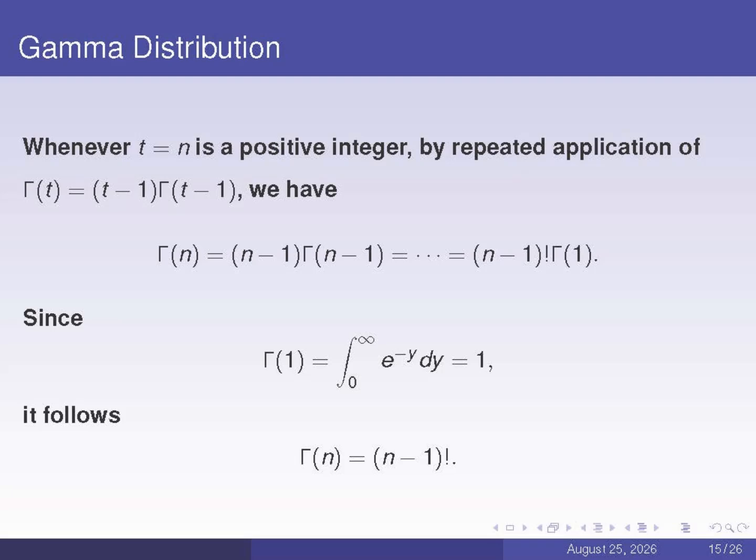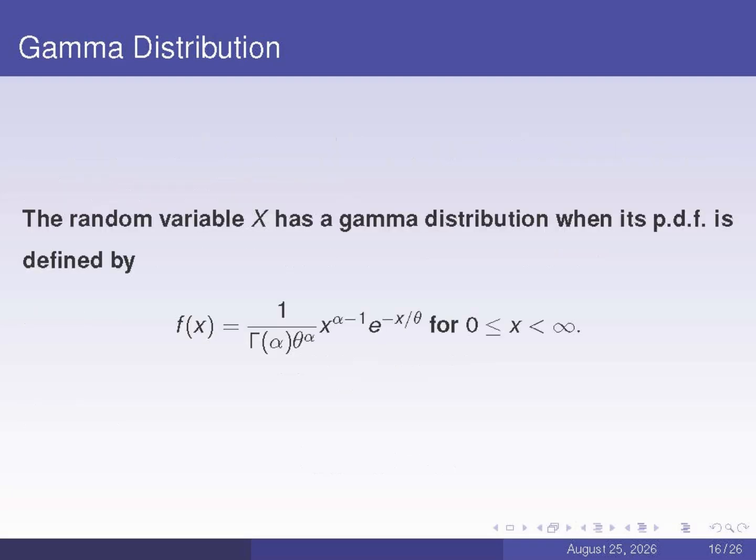When t takes a positive integer value n, by using the reduction formula of the gamma function, we obtain the expression in line 3. After simple calculations, we arrive at the equality in the last line. We say that a random variable x has a gamma distribution when its probability density function is the mathematical expression in the last line, where theta and alpha are parameters.